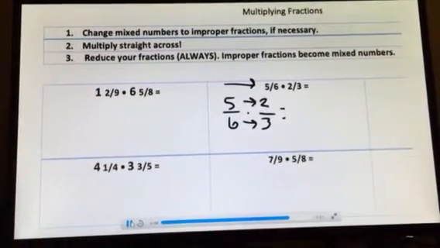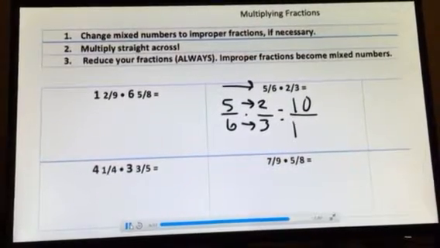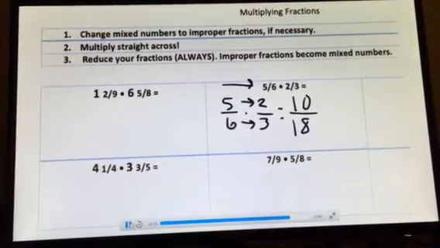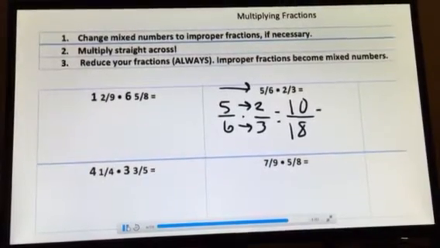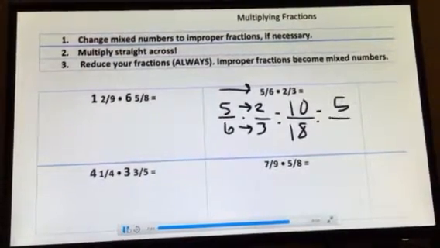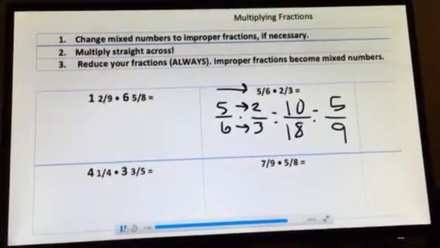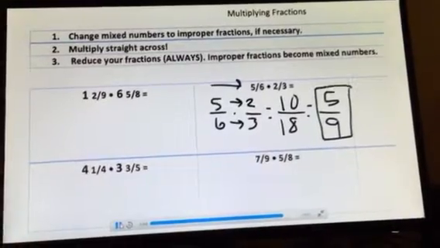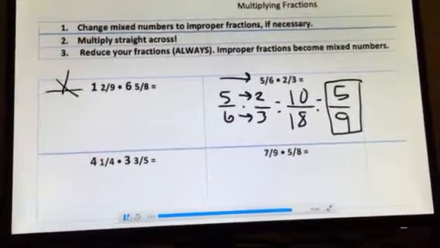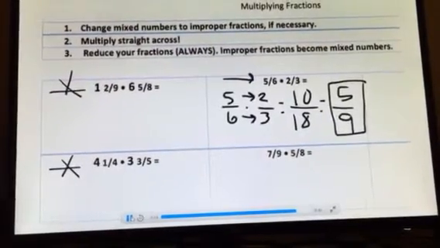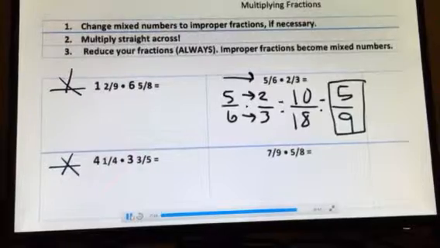You're going to multiply straight across. So 5 times 2 is 10. And then 6 times 3, 18. Now, we have to look to see if we can reduce. These are both even numbers, so I know I can definitely divide them by 2, and that brings us to 5/9. There's no common division that I can do here, and so we know this is our answer. It's the same process that we would do for these two examples right here, although we have to change these mixed numbers into improper fractions first. It just makes the whole process easier.